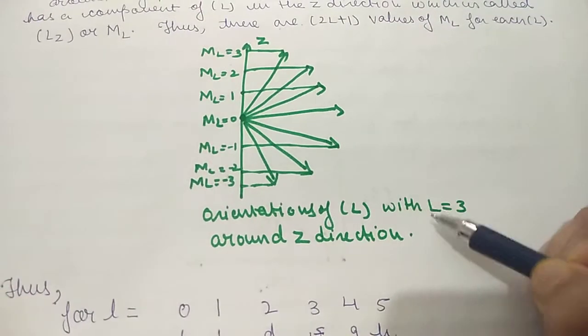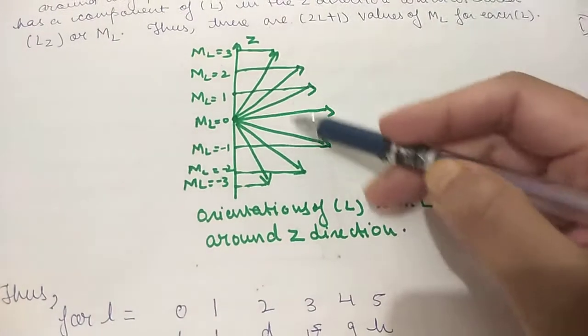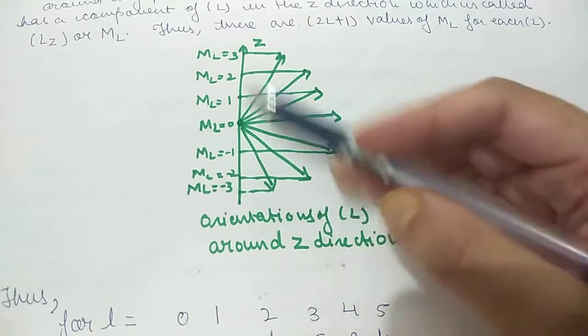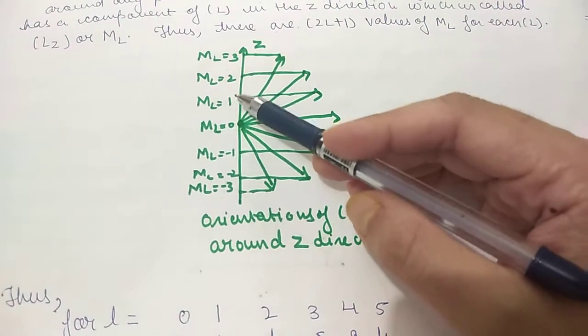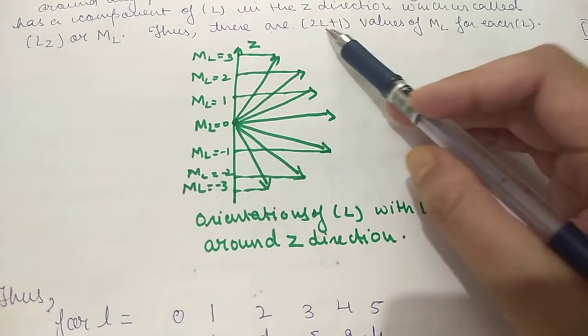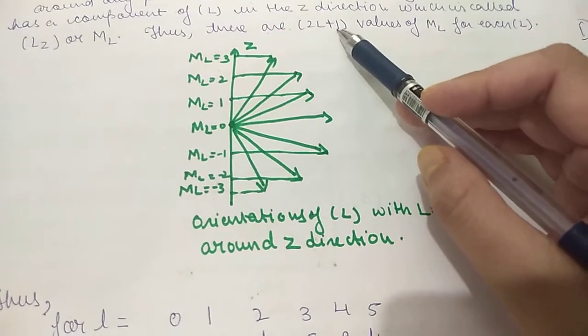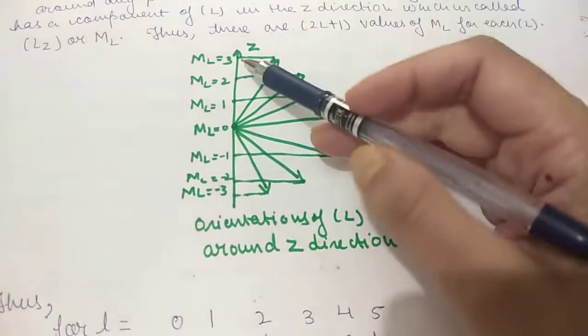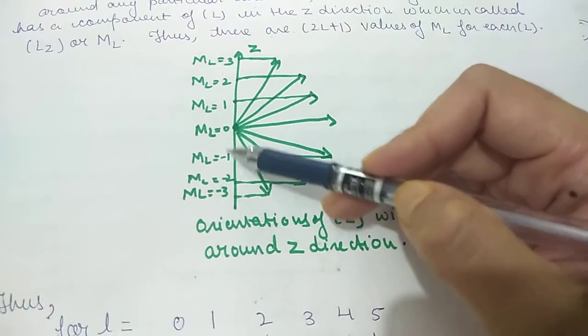Now here we have taken L equals 3. So these many orientations are possible, from -3 to +3: -3, -2, -1, 0, 1, 2, 3. These many orientations are possible: 2L plus 1. 2 into 3 is 6, plus 1, 7. So 7 orientations are there.